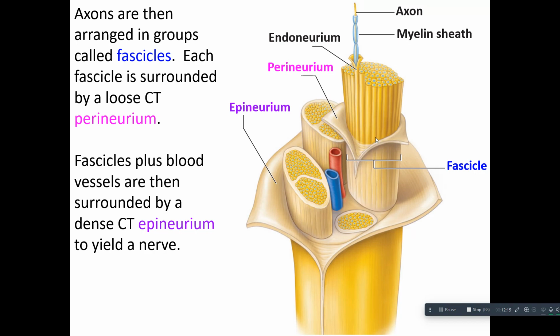And then I've got 1, 2, 3, 4 fascicles plus some blood vessels in here. And all that is surrounded by a dense layer of connective tissue called the epineurium. And that is what finally creates a nerve. So I got these lots of axons, lots of myelin sheaths, some blood vessels, and 3 layers of connective tissue. Endoneurium, perineurium, and epineurium. And that's structurally what's going to make up a nerve.